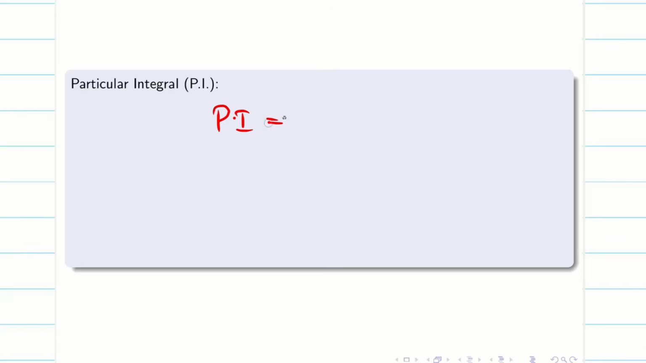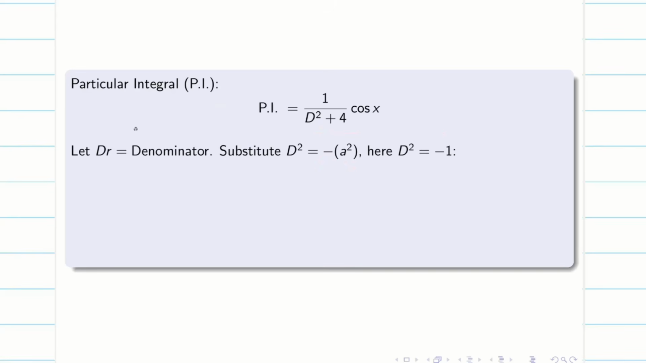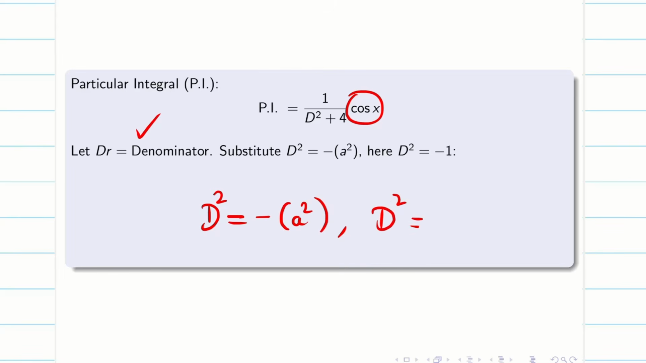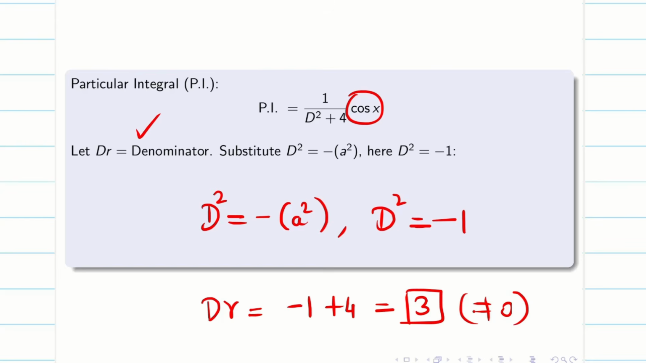As usual, I'll bring this D square plus 4 to the denominator into cos x. As usual, assume DR equal to denominator. If the right hand side is cos ax, D square should be replaced by minus a square. Here a value is 1, so D square should be replaced by minus 1. Let us find the denominator. Denominator is minus 1 plus 4. Very good, it is 3, that is not equal to 0. Problem over. Therefore my PI is going to be 1 by 3 cos x.